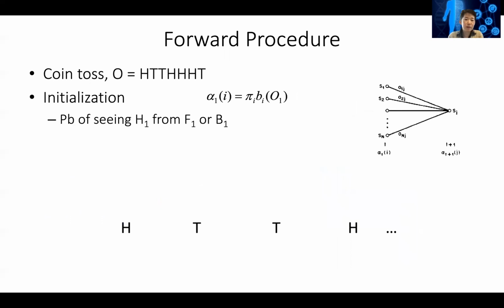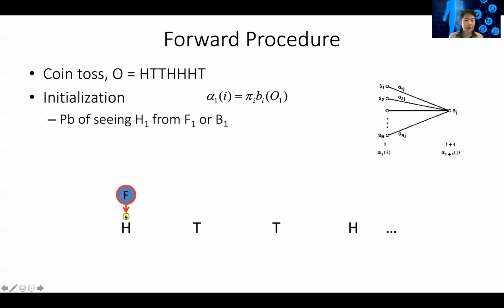So let me show you the first approach, which is called the forward procedure. Again, we have this particular coin flip, and we want to see what is the likelihood this is going to happen. And so you initialize like this. We ask, what is the probability of seeing a head from the fair coin or the biased coin? And so let's just calculate one at a time.